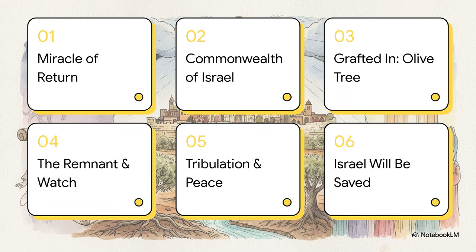We'll be looking at Section 1, the physical miracle of return. Section 2, the Commonwealth of Israel. Section 3, grafted in, which is all about the olive tree. Section 4, the remnant and the watch. Section 5 covers the tribulation and false peace. And finally, Section 6, all Israel will be saved.